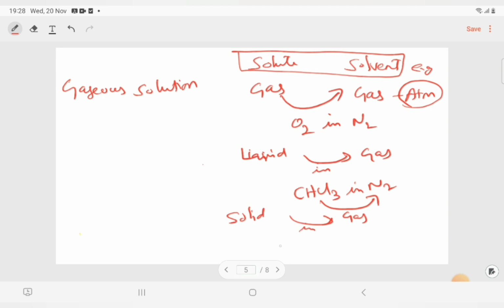The best example is camphor in nitrogen gas. Why camphor in nitrogen gas? It could be your oxygen also, it is okay. You can even write camphor in O2 gas also, that is fine, because when you ignite the camphor, it burns because of the presence of the oxygen. So you can say camphor in oxygen, that is also okay. All right, so these are the three examples for gaseous solutions.